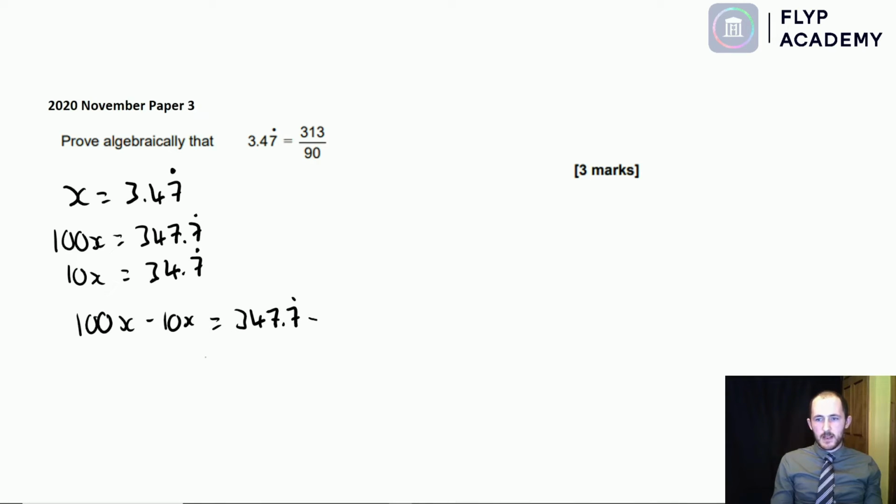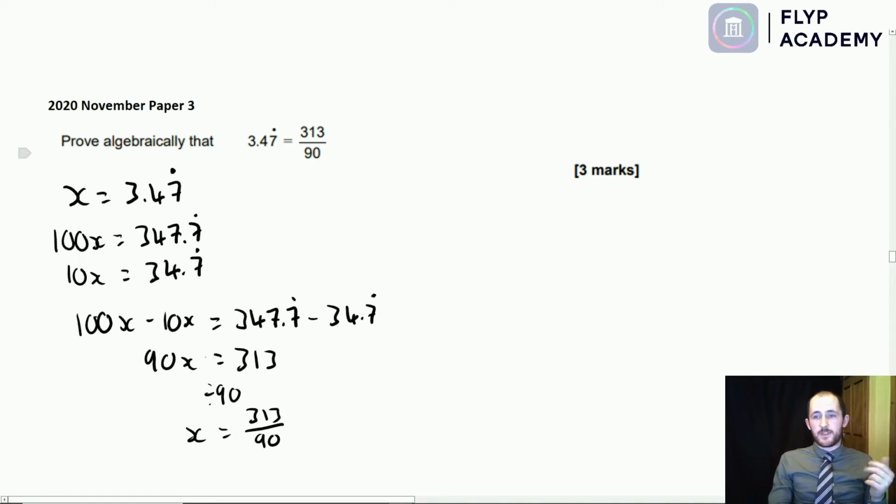347.7 recurring minus 34.7. So that gives me 90x. So the 7 recurrings go away. So we're just doing 347 minus 34, which would be 313. That's it. Divide both sides by 90. Funnily enough, they actually do give you a bit of a hint here. I know I'm going to be doing 100 minus 10 because that's the only way I can get 90.